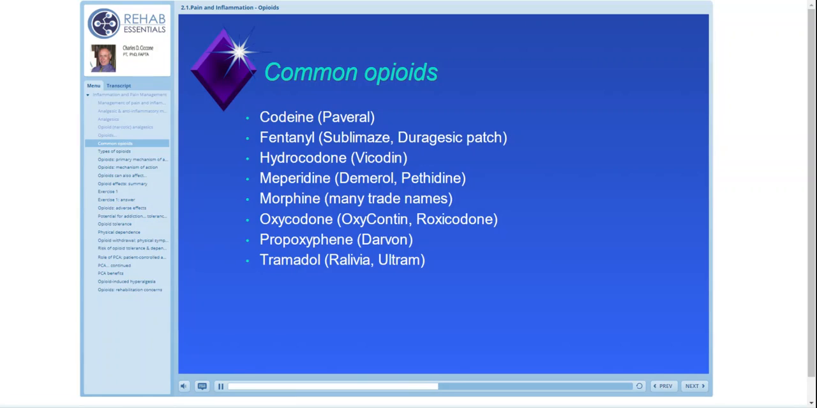Morphine is probably considered the grandfather of this group, or the prototype opioid, at least in this country, and a lot of other opioids are compared to morphine in terms of their effects, beneficial effects, as well as side effects. But again, you can see there are some pretty well-known drugs in this group.